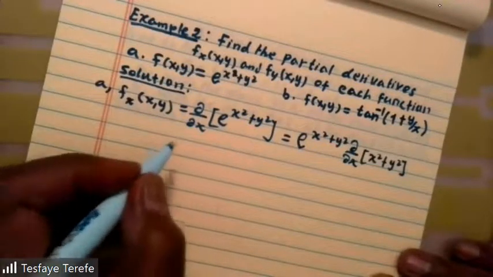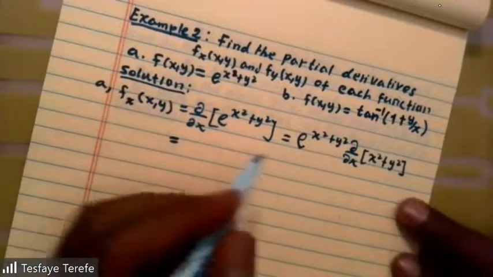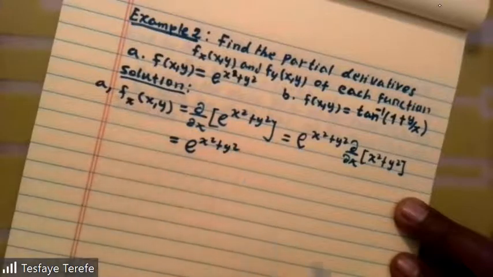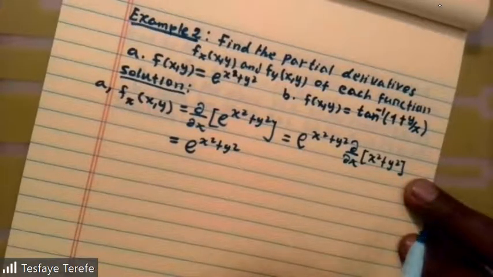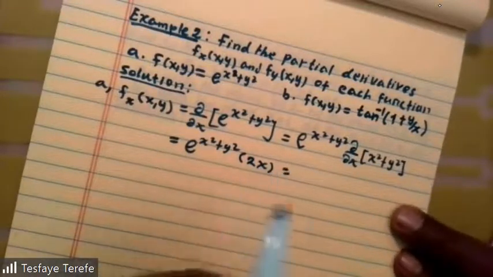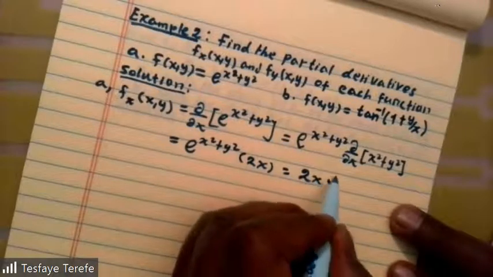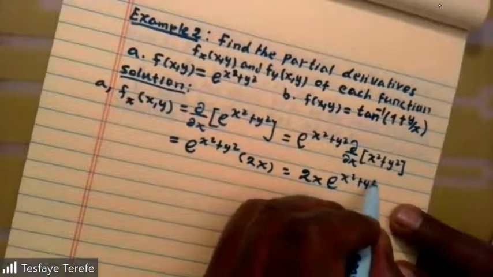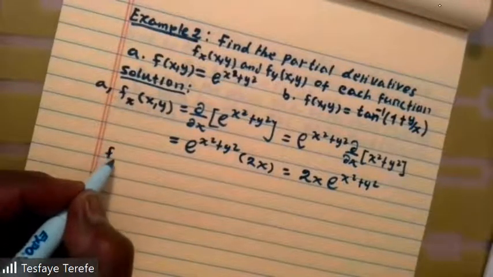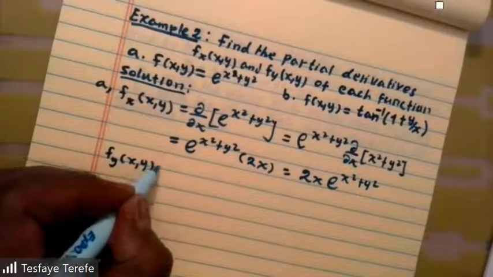And then when we do this, we end up with e to the power of x squared plus y squared kept as it is. This y squared is really constant, so the derivative is going to be 2x. If you want to write it in compact form, 2x e raised to x squared plus y squared. That is the partial derivative of this function with respect to x.